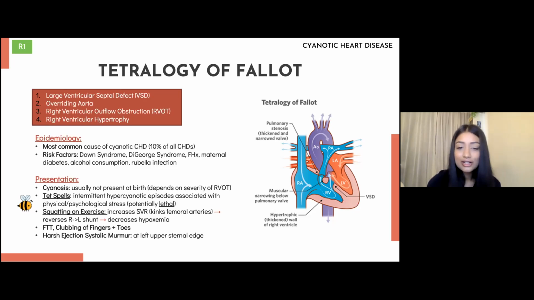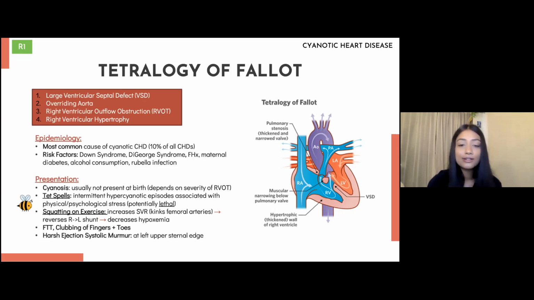So tetralogy consists of 4 main anatomical features. A large VSD, and an aorta that overrides this defect in the ventricular septum. It also involves subpulmonary stenosis, so that's narrowing just below the pulmonary valve, and that causes right ventricular outflow tract obstruction. It's mostly just referred to as RVOT, but it is usually due to the subpulmonary stenosis, as well as right ventricular hypertrophy as a result of this obstruction, as the right ventricle needs to work a lot harder to pump blood through this smaller lumen.